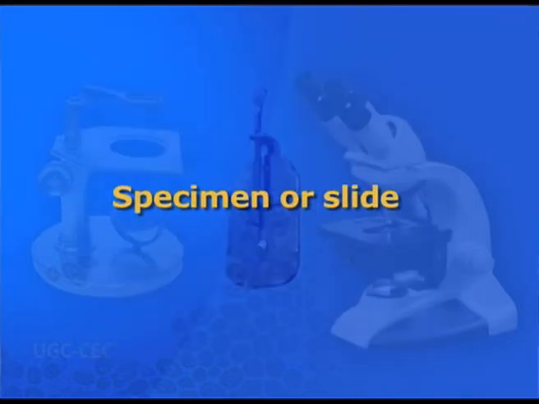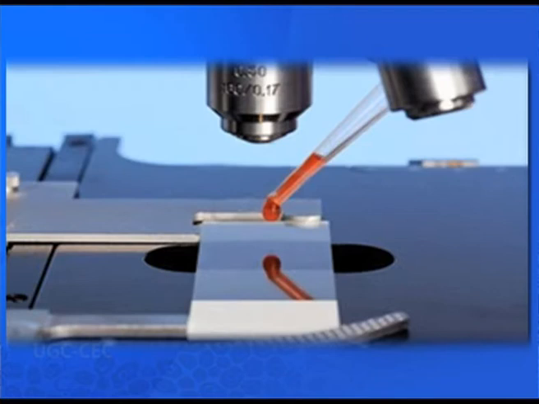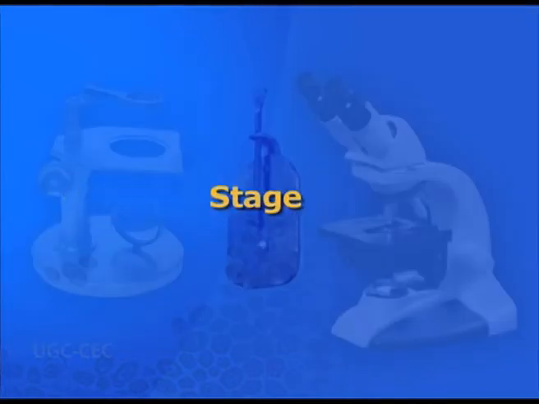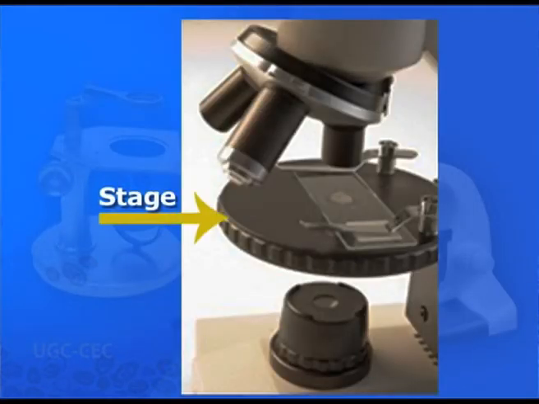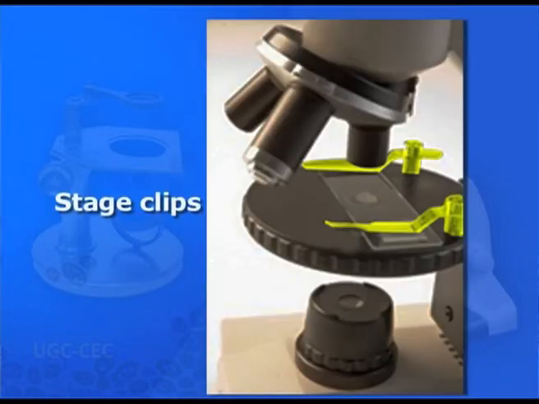Specimen or slide. The specimen is the object being examined. Most specimens are mounted on slides, flat rectangles of thin glass. The specimen is placed on the glass and a cover slip is placed over the specimen. This allows the slide to be easily inserted or removed from the microscope. Stage. The flat platform where the slide is placed. Stage clips. The metal clips that hold the slide in place.